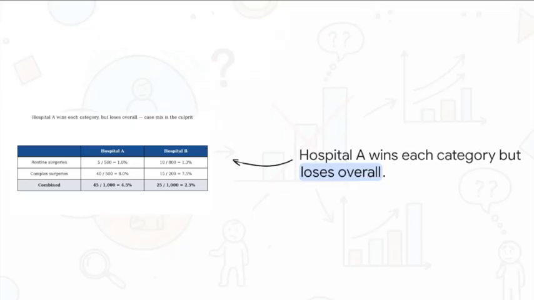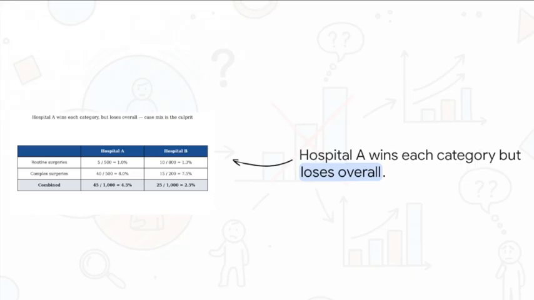But when we break that data down by surgical complexity, the picture entirely inverts. Consider the performance for routine surgeries. Hospital A has a 1.0% mortality rate compared to Hospital B's 1.3%. Now, for complex surgeries, Hospital A stands at 8.0% compared to Hospital B's 7.5%. What does this mean? Hospital A actually has better outcomes for every single category of surgery, yet its combined mortality rate, 4.5%, is nearly double Hospital B's 2.5%. Hospital A wins each specific category, but loses overall.